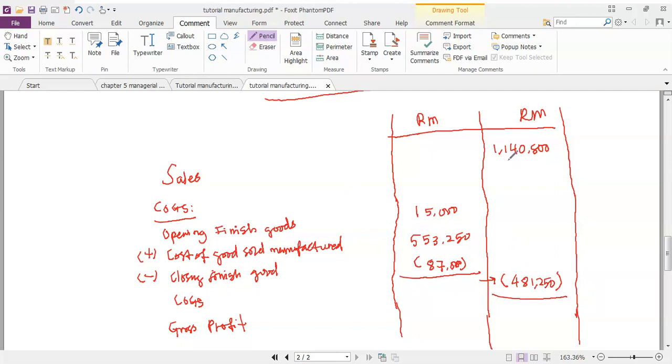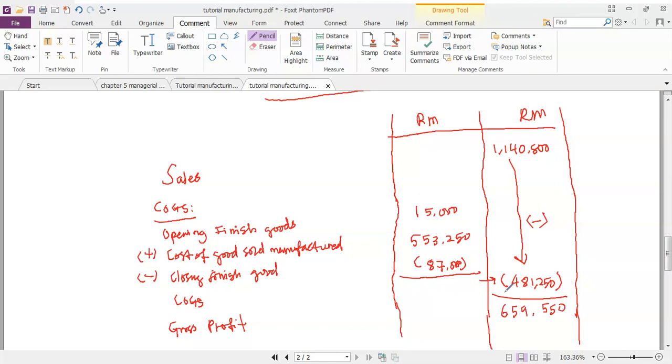So how to calculate for gross profit? Sales tolak dengan COGS. So how much to get? Minus 40. Okay, 659,550.